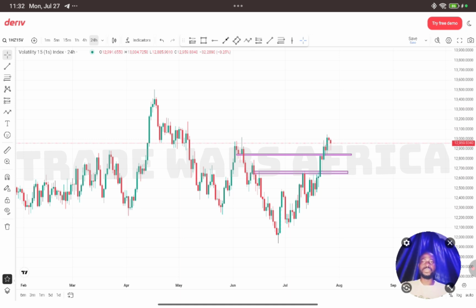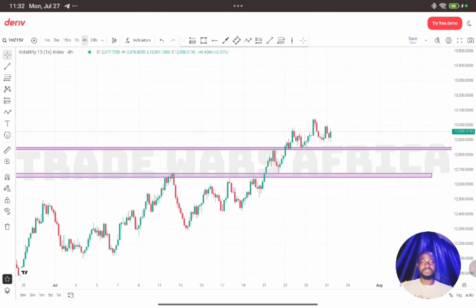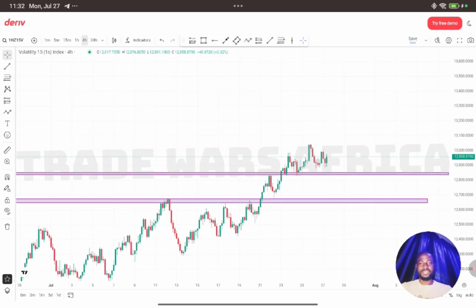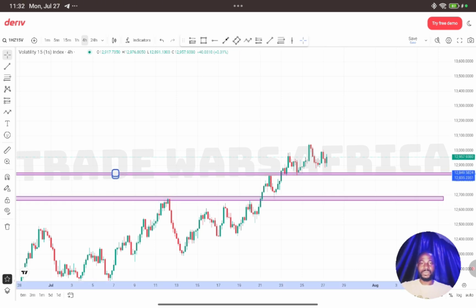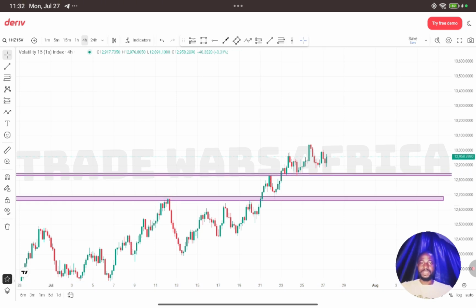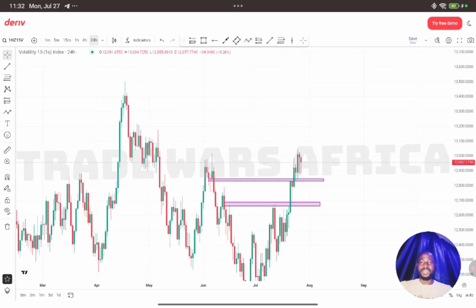So what we do on the daily time frame is just check where the market is headed. Once we check where the market is headed, then we come to the 4 hour time frame to check our confirmations, candlestick confirmations, and the rest. Get it? So we have this zone, right? And if you check properly, the market is heading ahead.